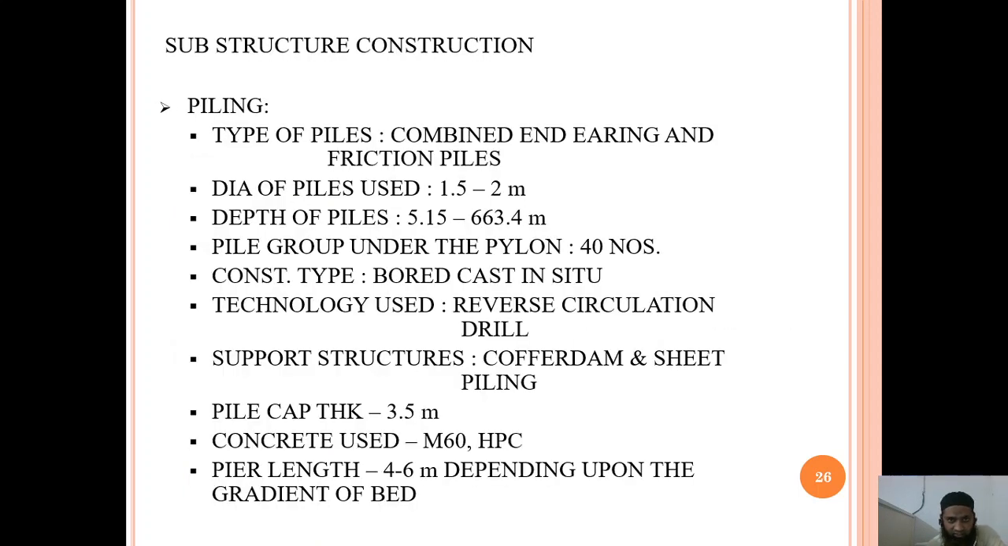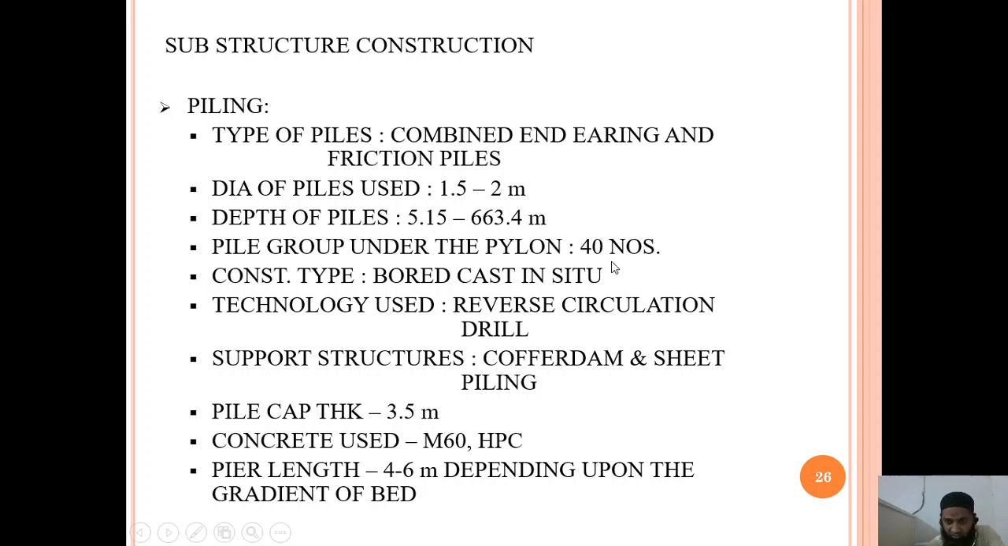You can see the substructure construction. The types of piles are combined end bearing and friction piles. So these are the types of piles which have been constructed here. The diameter of the pile used is 1.5 to 2 meters. So this is the diameter of the pile, and the depth of the pile is about 5.15 to 63.4 meters. You can just imagine here how deep the piles have been inserted.